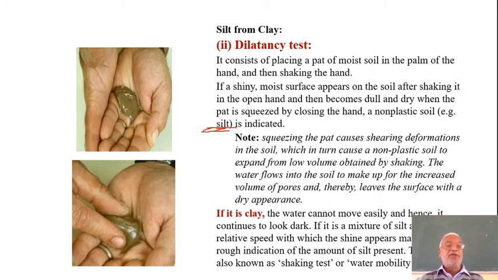Right? If after shaking, obviously on the surface a shiny surface comes, but when you squeeze it, if the shiny surface disappears, it indicates silt. If it continues to shine even after squeezing, then it will be clay soil.